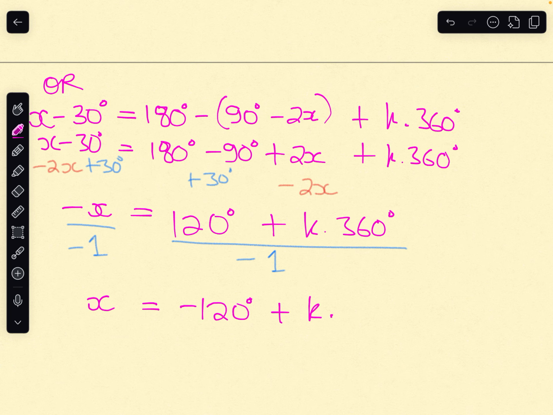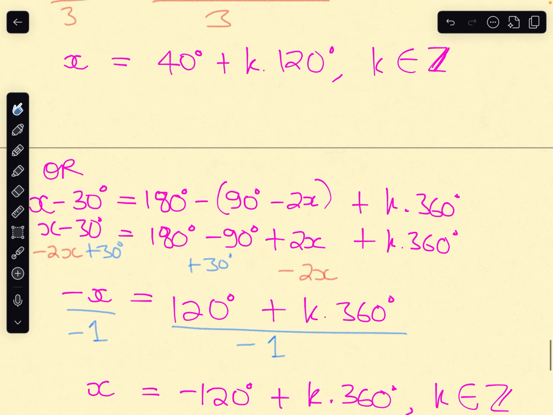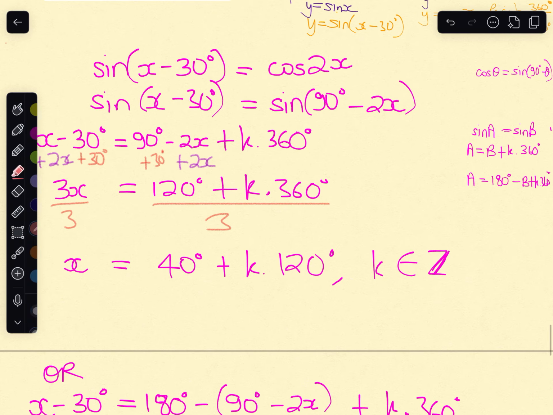And remember, it doesn't really matter whether you change the plus to a minus, because k can be any integer, so dividing by negative 1 doesn't really change this term. If it was negative 1 times 360, it'll just become 1 times 360, and if it was 1 times 360, it'll become negative 1 times 360. So dividing by negative 1 does not change this term at all. So these are then our two general solutions.